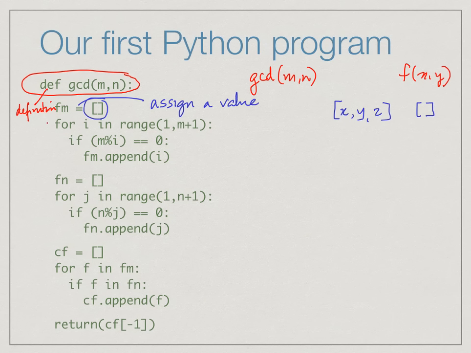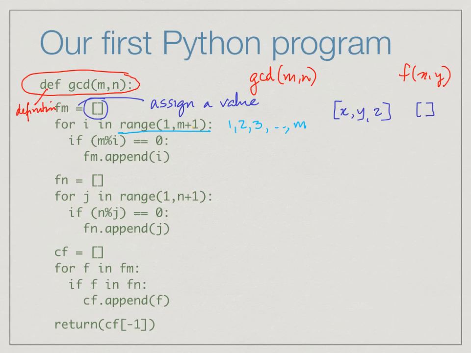So we assign fm, the list of factors of m, to be the empty list. Now we need to test every value in the range 1 to n. Python has a built-in function called range, but because of a peculiarity of Python, this returns not the range you expect, but one less. So if I say give me the numbers in the range 1 to n plus 1, it gives me numbers in the range 1 to m, 1 up to the upper limit but not including the upper limit. So this will say that i takes the values 1, 2, 3 up to m.